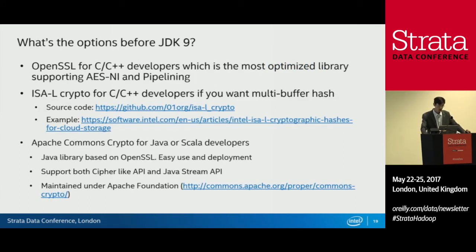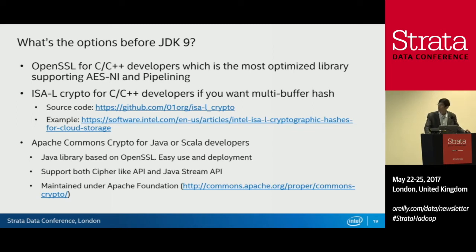Okay, so what are the other options before JDK 9? First, you can use OpenSSL for C and C++ developers. OpenSSL is the most optimized with the techniques just mentioned, if you are a developer using C or C++. You can also use the ISA-L crypto library, which is hosted in the Intel development library, that implements the crypto algorithms in the manner I mentioned.